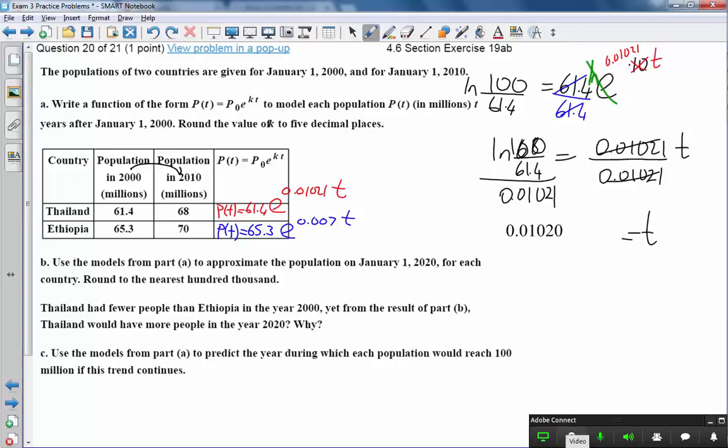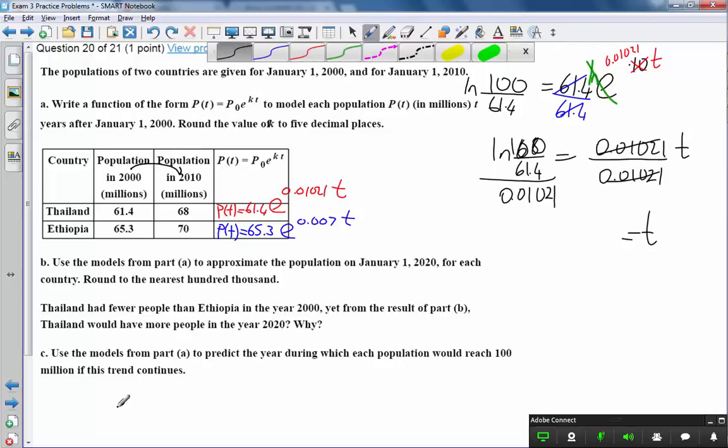Anyone? Divide this. It has to be more than 20 years, because in 20 years you're already at 75.